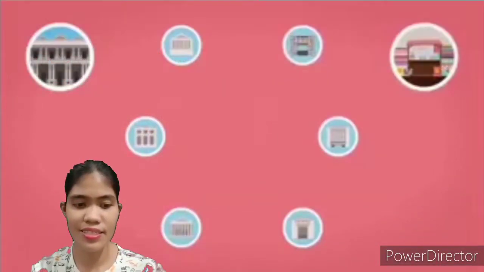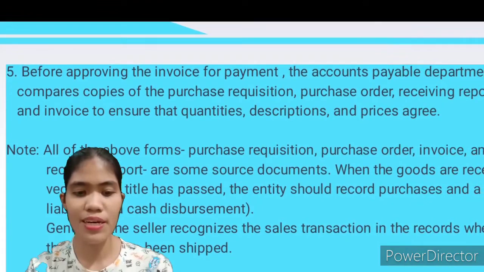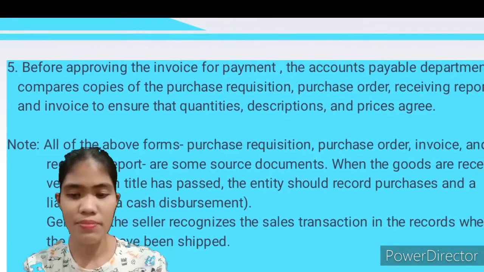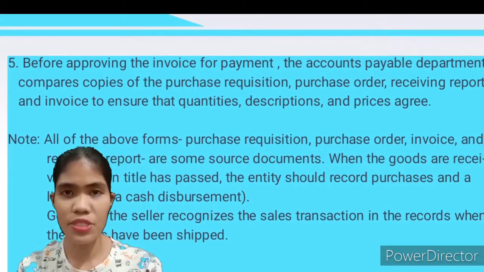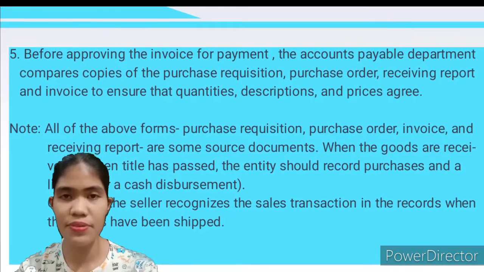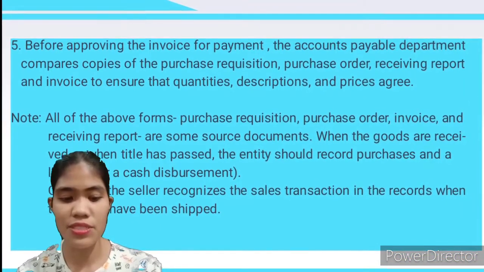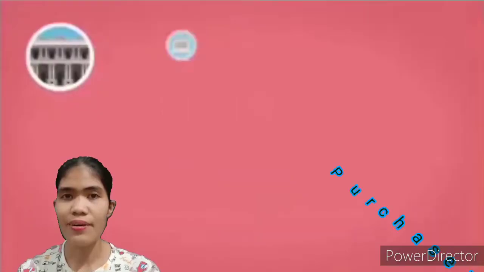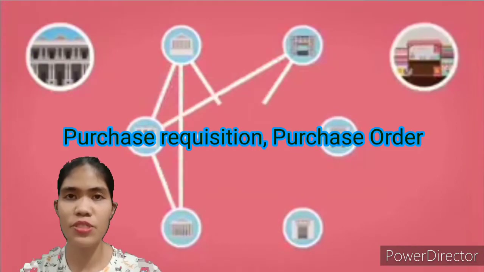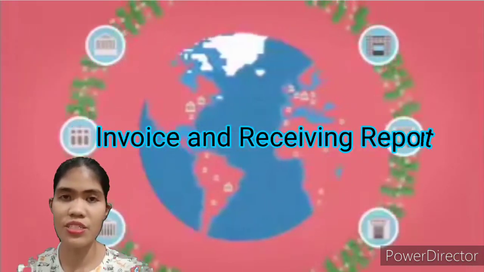And the last is, before approving the invoice for payment, the accounts payable department compares copies of the purchase requisition, purchase order, receiving report, and invoice to ensure the quantities, descriptions, and prices agreed. Purchase requisition, purchase order, invoice, and receiving report are source documents.